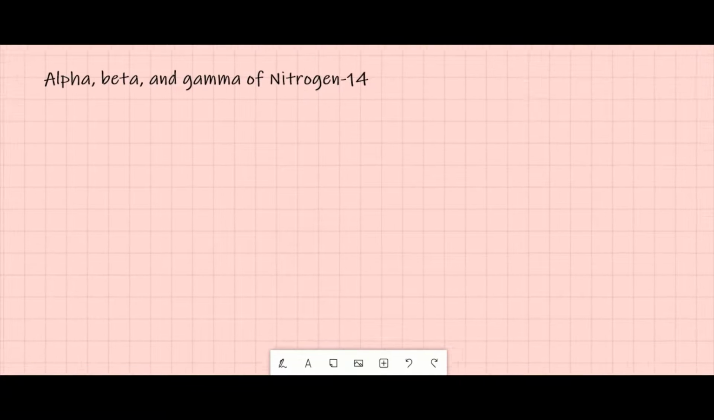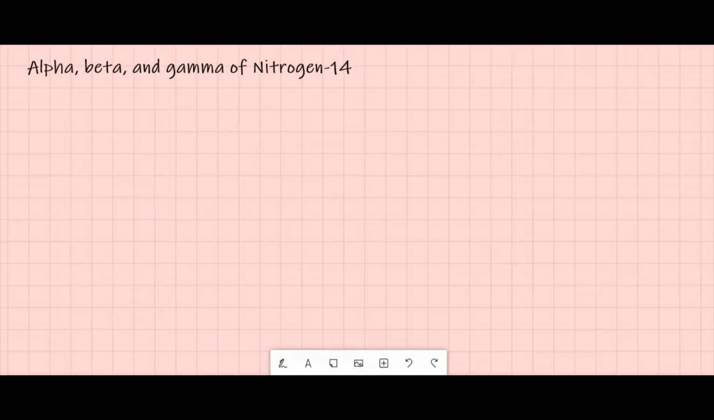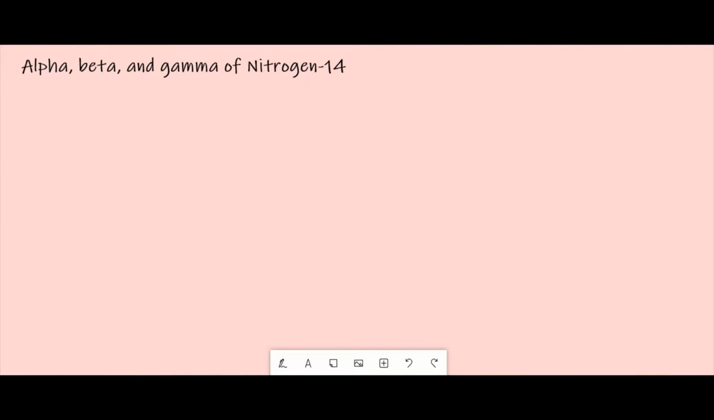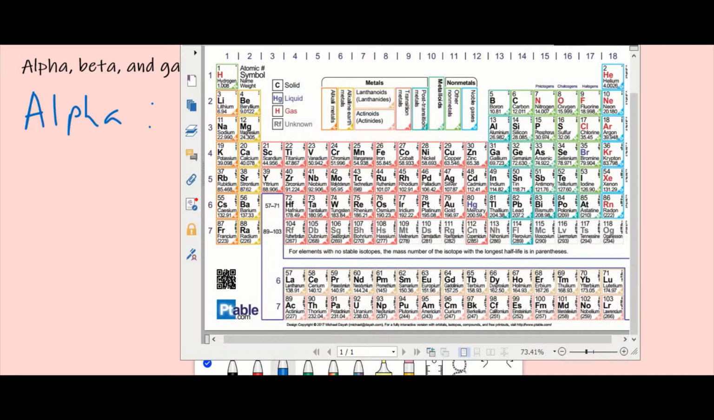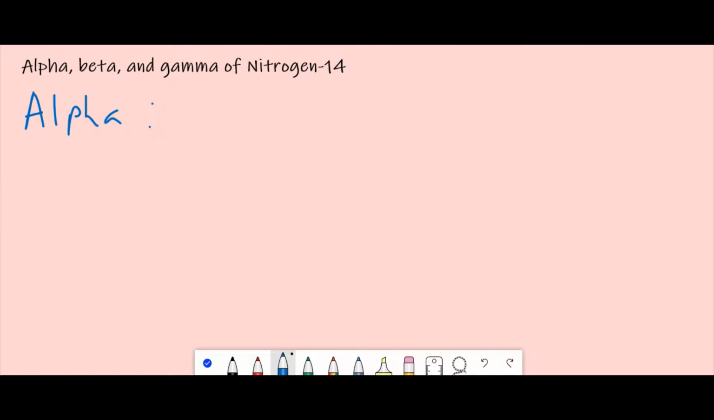I'm going to move to the last question right here, where I'm going to show you, for just one thing, nitrogen 14, the alpha, beta, and gamma. Let's start off with the alpha. I'll put that as blue. Remember, nitrogen 14, a mass of 14. If you look at the periodic table, nitrogen has an atomic number of 7. So it has 14, and it has 7, and we put nitrogen right there.